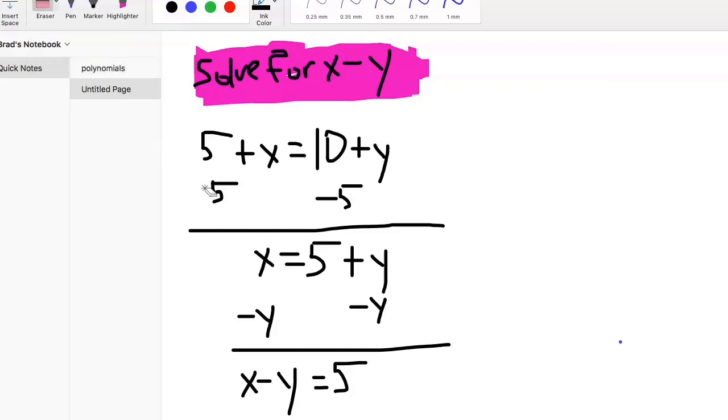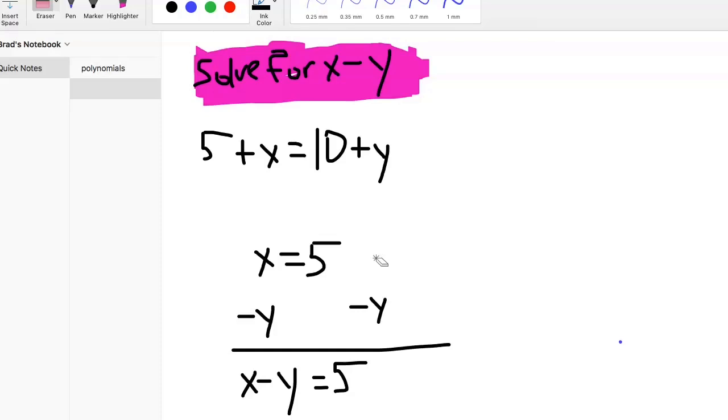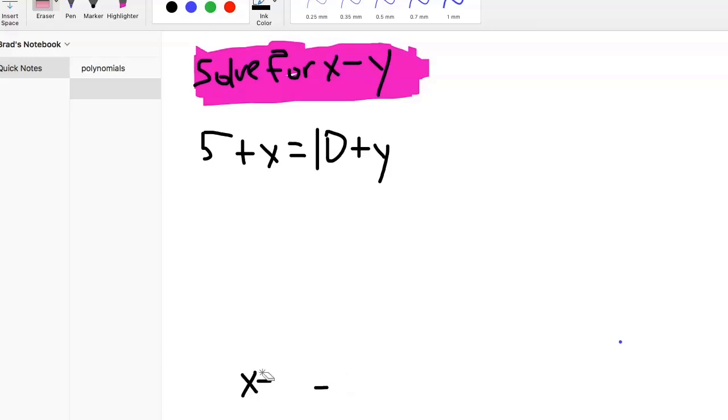Now, what if instead of solving for x minus y, what if it was x divided by y? So we really start off doing the same thing.